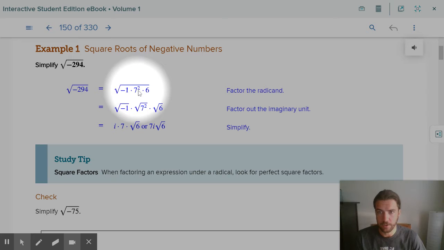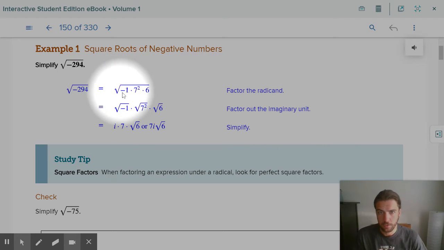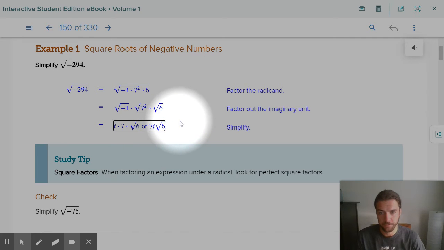And then from there, they've broken it down a little further. They've found a perfect square in there, and then there's 6. Factoring out the imaginary unit means we take this whole amount and break it up into 3 individual radicals that are multiplying to give us this complete radical on top. After we've factored out the imaginary unit, which is this square root of negative 1, we can simplify, turning square root of negative 1 into i, square root of 7 squared into 7, and square root of 6 remains the same. We rewrite these 3 all together as 7i root 6.